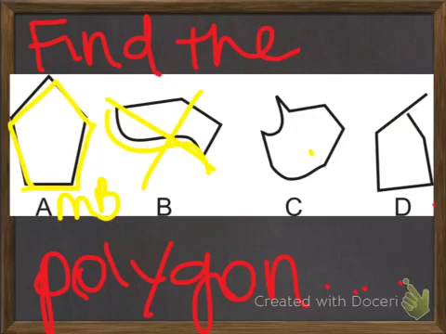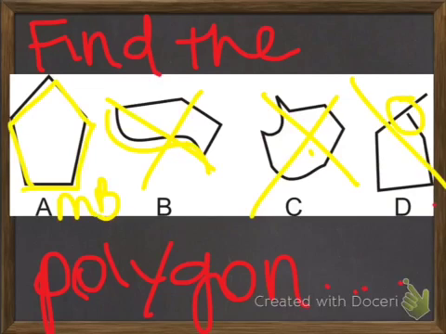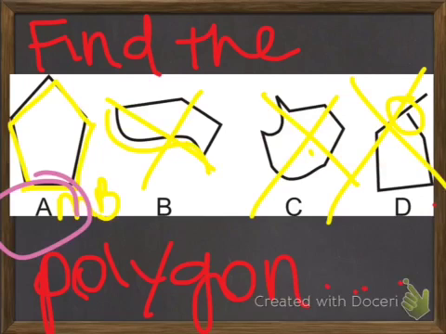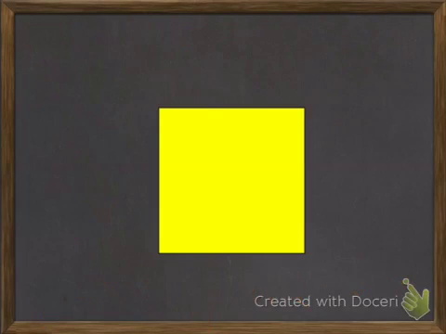Is letter C a polygon? No, because it has this curve on the side. So it's not a polygon. This one almost tricked me because it has straight, straight, straight, straight, straight. But if you see there, it's not closed, so it's not a polygon. So the right answer was A. Did you choose A? Good job if you did.